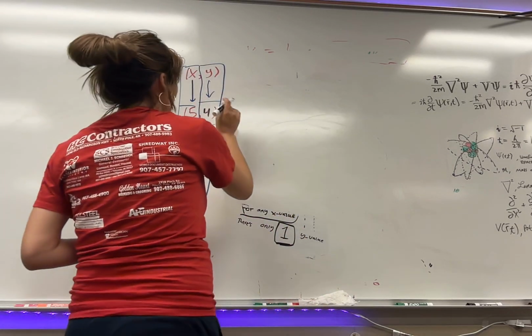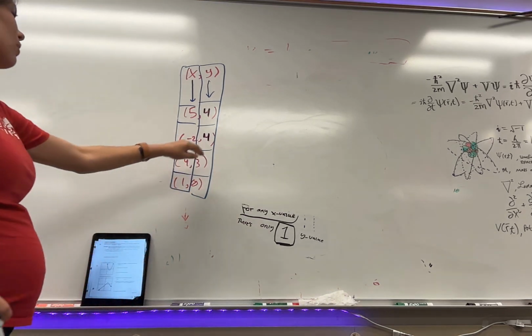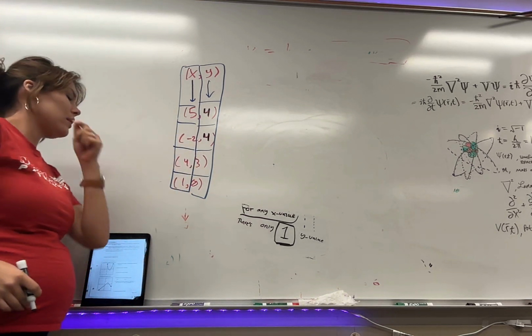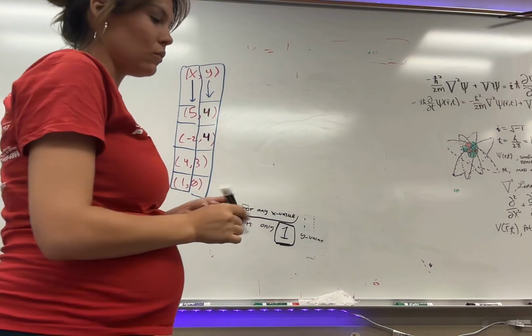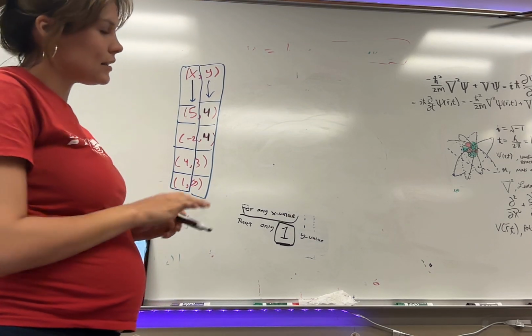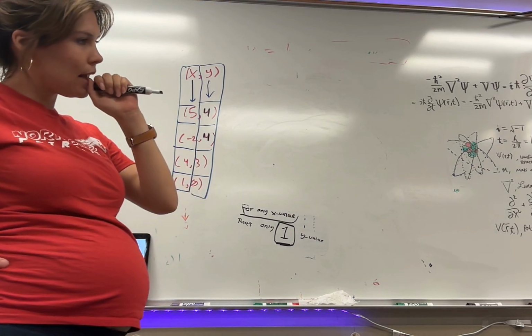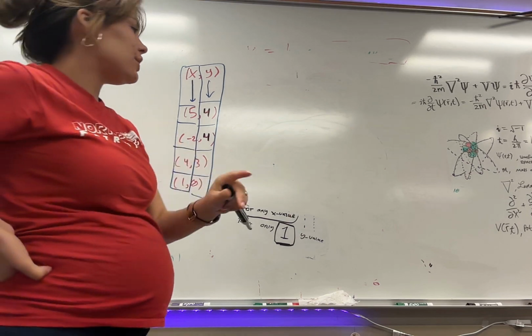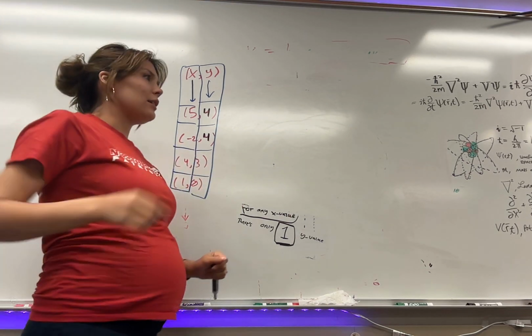Okay, we have the (5, 4), the (-2, 4), the (4, 3), the (1, 0). So part B asks you simply to state the domain and to state the range.